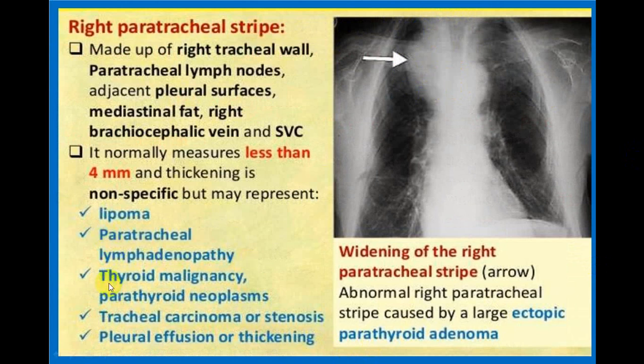Paratracheal lymphadenopathy, thyroid, parathyroid gland, tracheal carcinoma, or pleural effusion, or shadow because of pleural effusion or thickening, etc. Also, it can be because of thyroid gland, it can be because of thymus, a good number of conditions. This was because of the ectopic parathyroid adenoma. So, this you can identify only after biopsy, not on an X-ray chest picture. Very, very difficult. You can say only paratracheal mass.